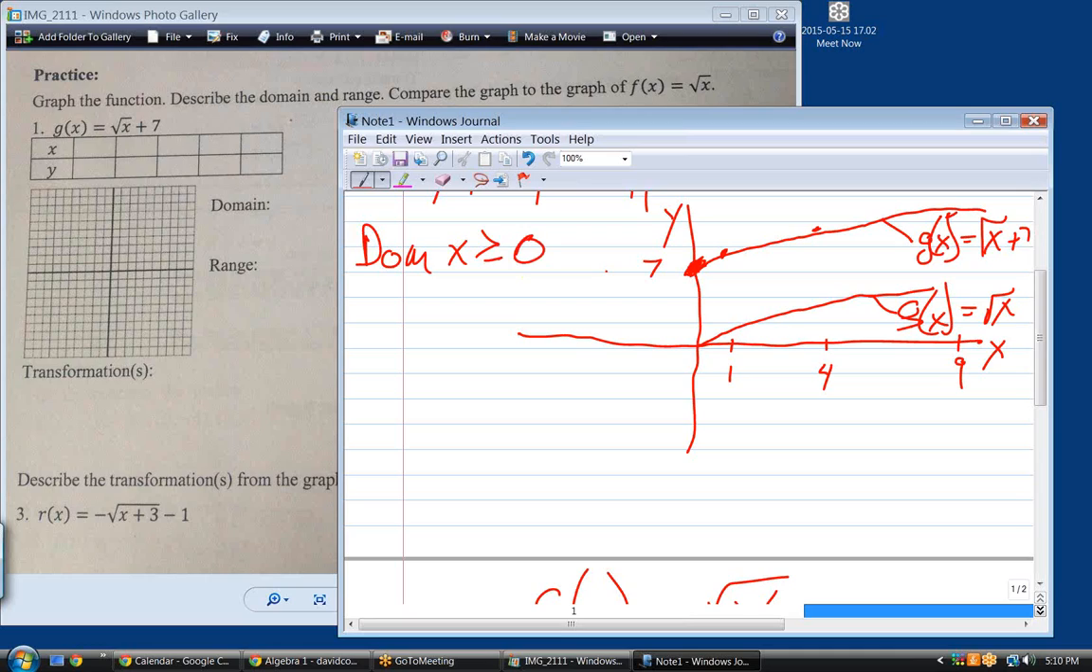For us to be able to take the square root of it, it has to be greater than or equal to 0. We can see that if we look at the graph. In other words, remember the domain is all values for x. Well, you don't see any points to the left of the y-axis. So it clearly shows that x has to be greater than or equal to 0.